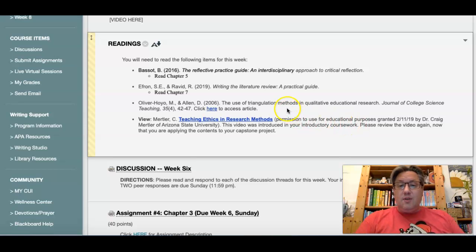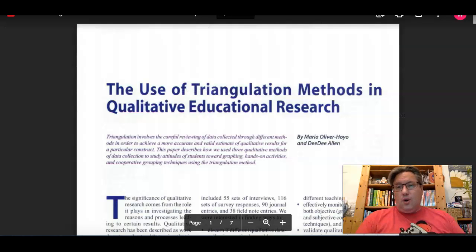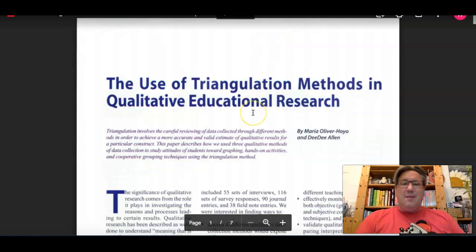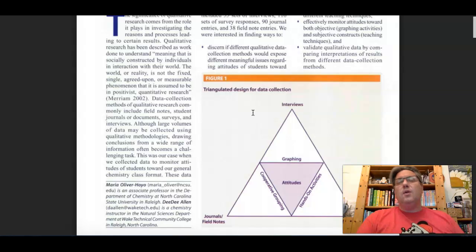One is the using of the triangulation methods in qualitative educational research. That is this article right here. It is about 7 pages long, but it will have a great discussion that you'll need when trying to get into your procedure or process for chapter 3. So definitely an article to read before you really start writing chapter 3.